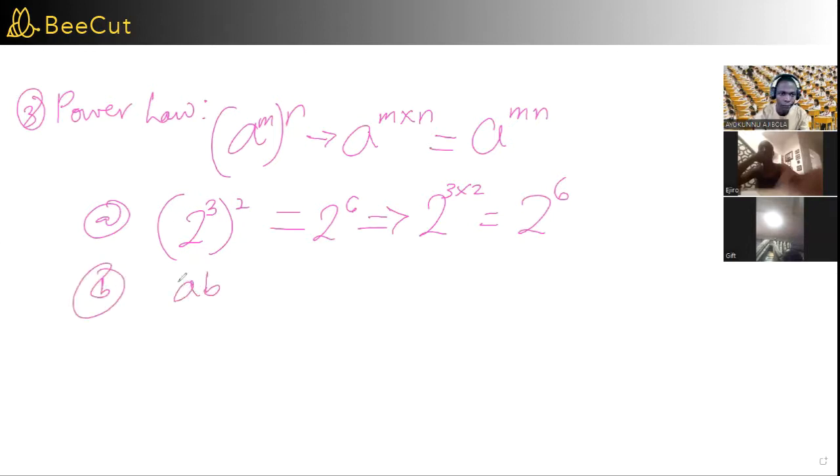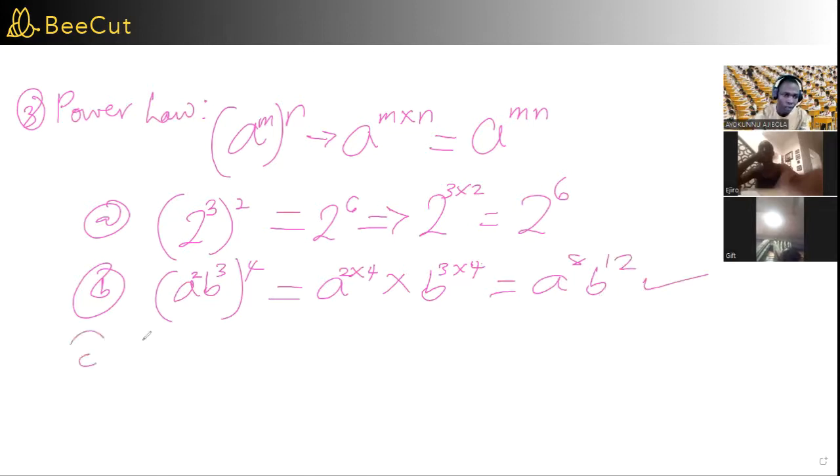AB, A squared B cubed, raised to the power 4. This is simply going to be A raised to the power 2 times 4, then times B raised to the power 3 times 4. And this will be A raised to the power 8, B raised to the power 12. That's my final answer.